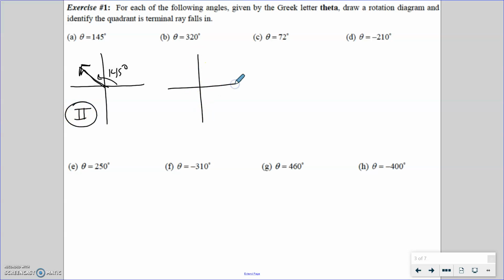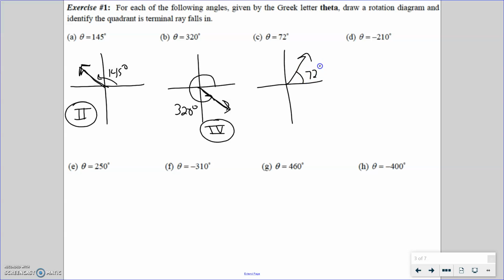So if I do 320, 360 is an entire way around, so 320 is going to look something like this. That terminal ray right here is in quadrant 4. Okay, 72 degrees. That's going to be in quadrant 1. So these go pretty quick once you get the hang of it.